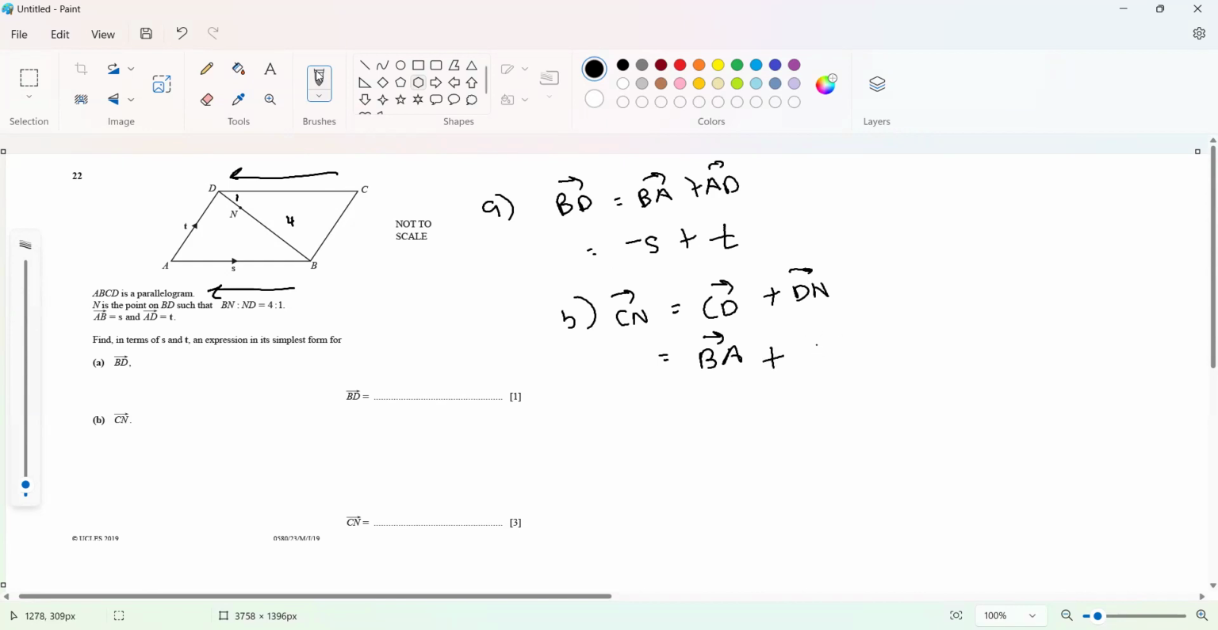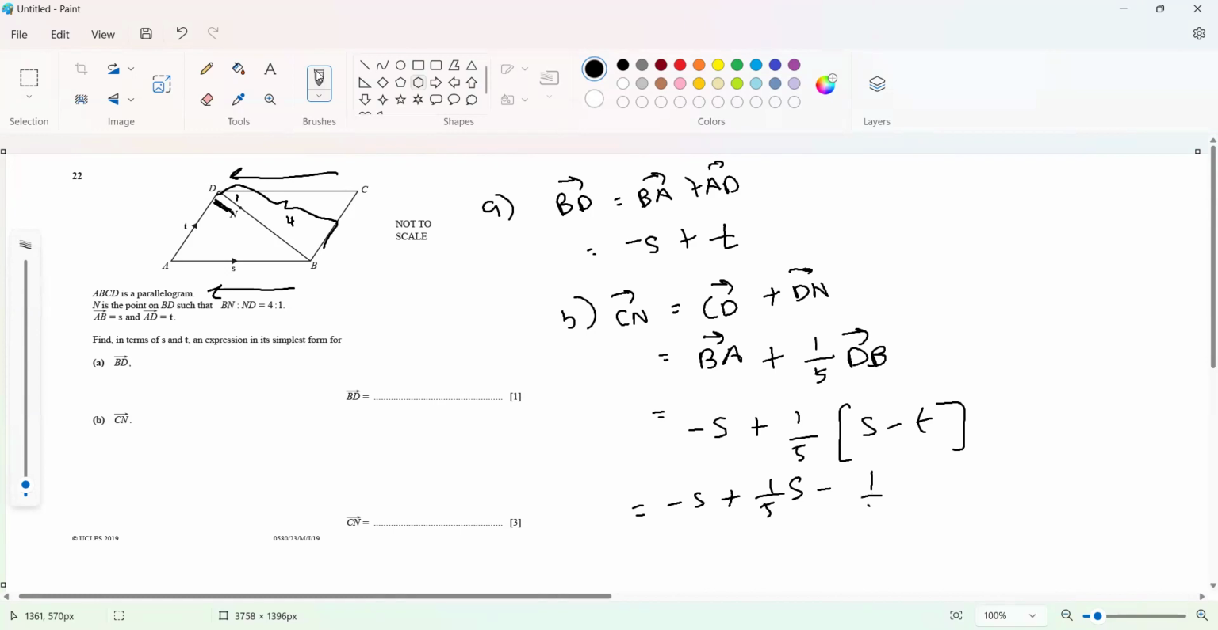And then DN is 1 over 5 of DB, right? Why 1 over 5? Because this whole thing consists of 5 parts, and this is only one part of the 5. So from here, BA is negative S, and DB in this case would be the reverse of BD, which is S minus T. So it's negative S plus 1 over 5 S minus 1 over 5 T. So that is negative 4 over 5 S minus 1 over 5 T. Sorry, my S looks like a 5, but you can repeat the portion again if you are confused with what I'm doing here.